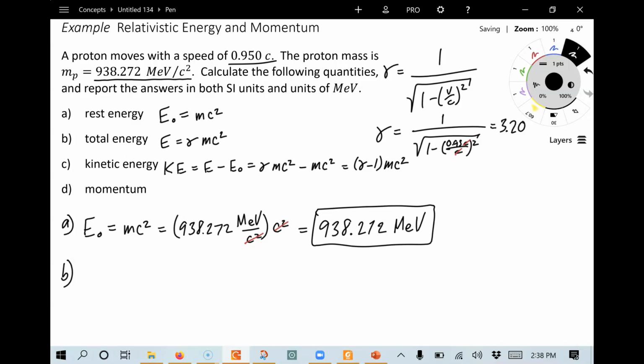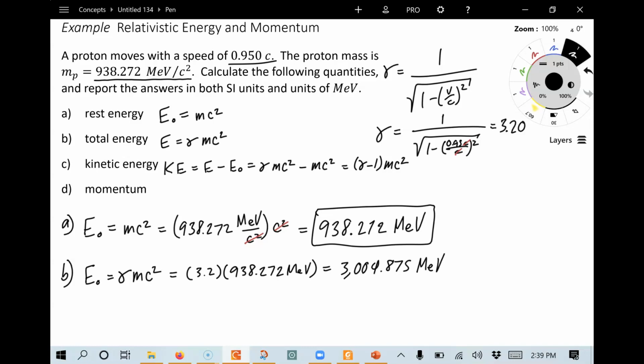So to do the total energy, all we have to do is multiply gamma times mc squared, the rest energy, right? So that's going to be gamma, 3.2, multiplied by the rest energy. You already knew what that was. Which gives us a value of about 3,004.875 MeV. Now to do the kinetic energy, right, this is the total energy, that was a mistake there, it should just be no subscript, there we go.